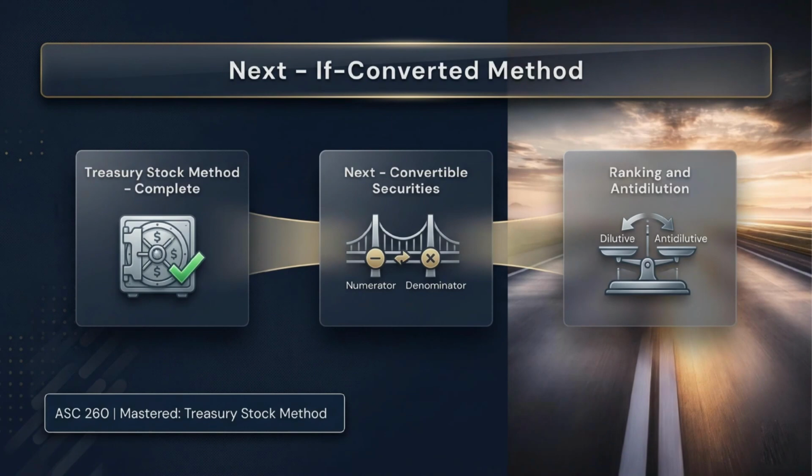That completes the treasury stock method. You can now assume exercise, calculate proceeds, repurchase at average market price, and add only incremental net shares to the diluted EPS denominator. In the next video, we move to the if converted method for convertible debt and convertible preferred stock, where both numerator and denominator can change.